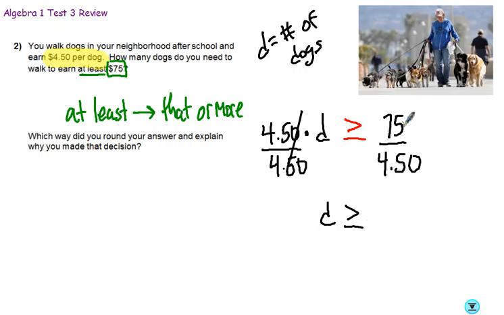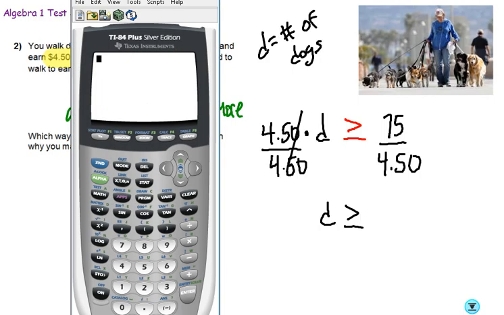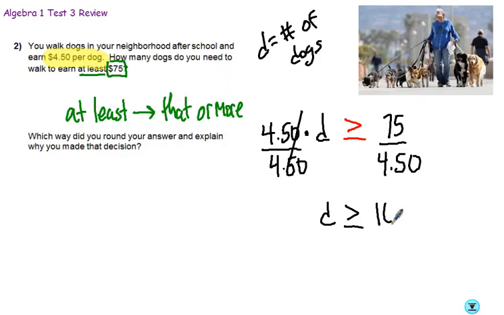And so $75 divided by $4.50 per dog. So we're trying to see how many dogs we would need to walk. Let's open up a calculator, because we don't necessarily need to do this by hand. We've got technology that can help us out with that. So let's do 75 divided by 4.50. And so we get 16.6 repeating. 16.6 kind of repeats on there forever.